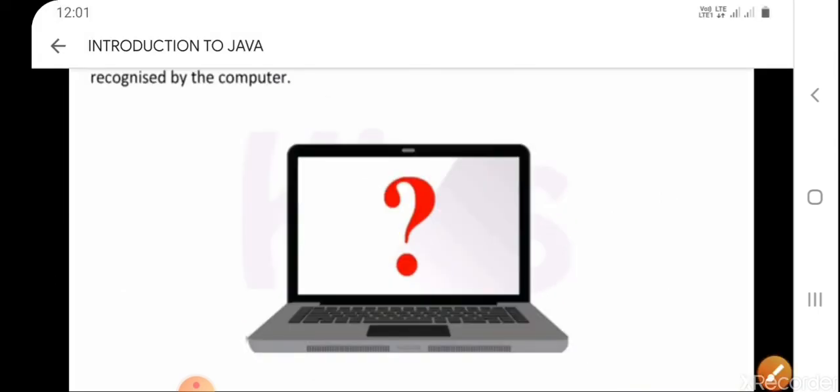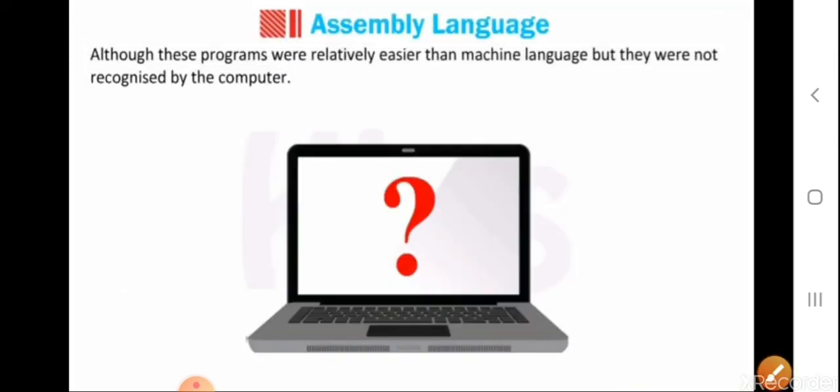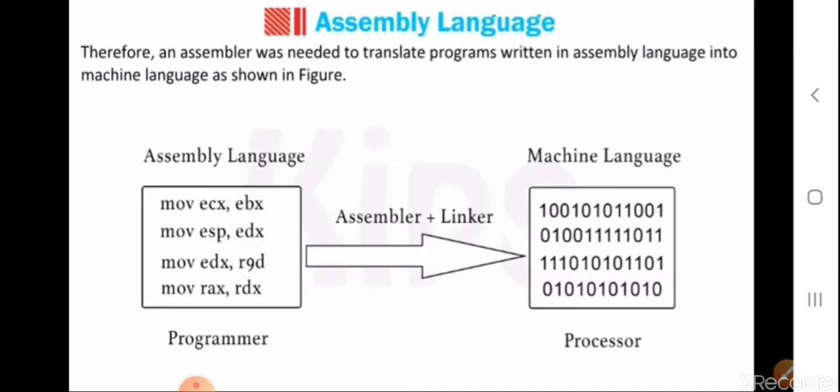Although assembly language programs were relatively easier than machine language, they were not recognized by the computer directly. Therefore, an assembler was needed to translate the programs written in assembly language into machine language.